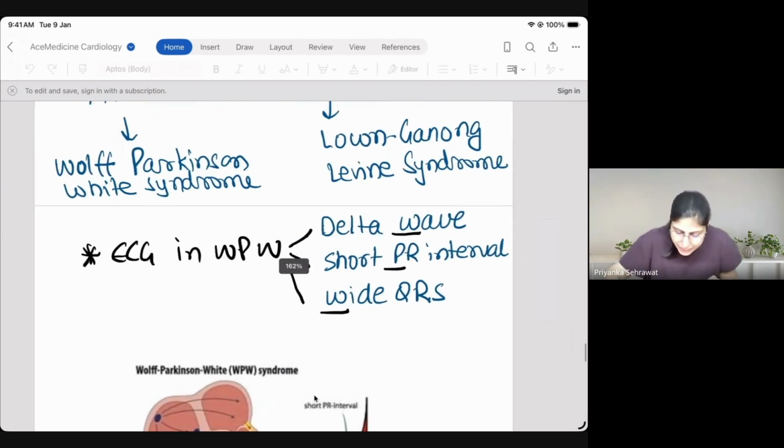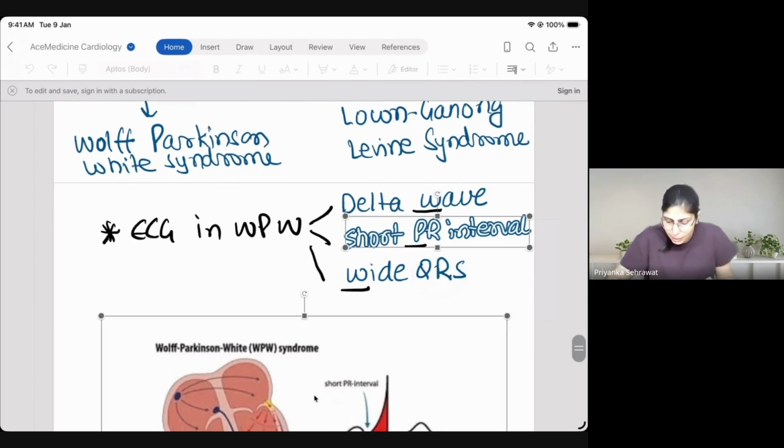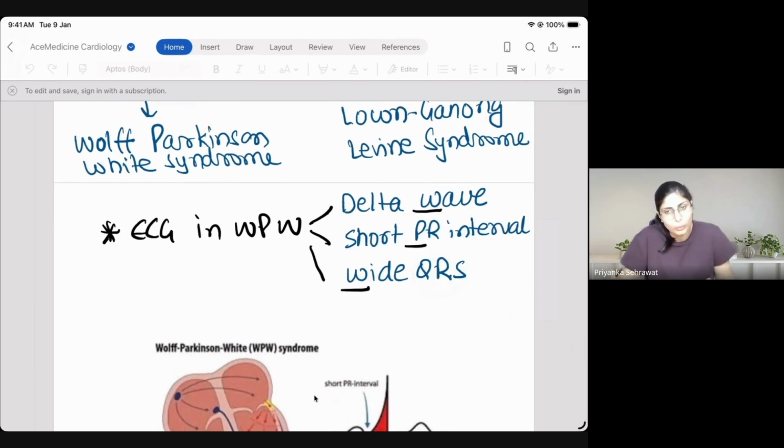Now, what do you find in ECG in WPW? This is a very good question for you, an MCQ question. They do ask this. So there is a mnemonic for this. Remember WPW with WPW. W for wave. So there is a special wave which is known as the delta wave. P is for short PR interval. Tachyarrhythmia, right, junctional arrhythmia.